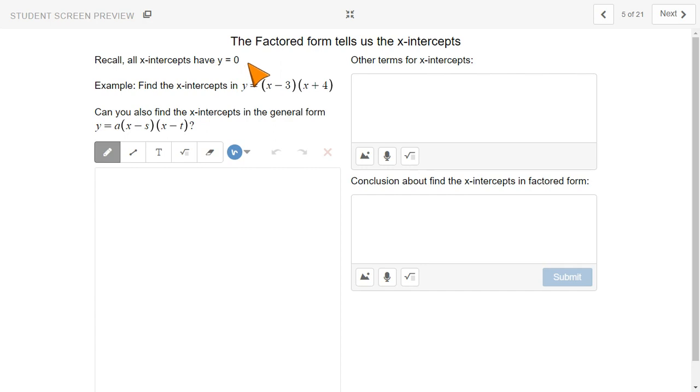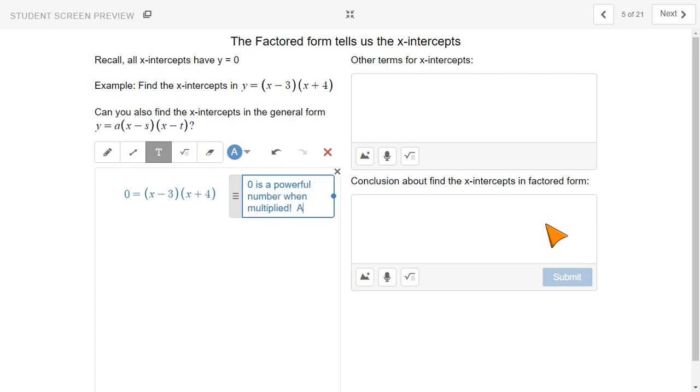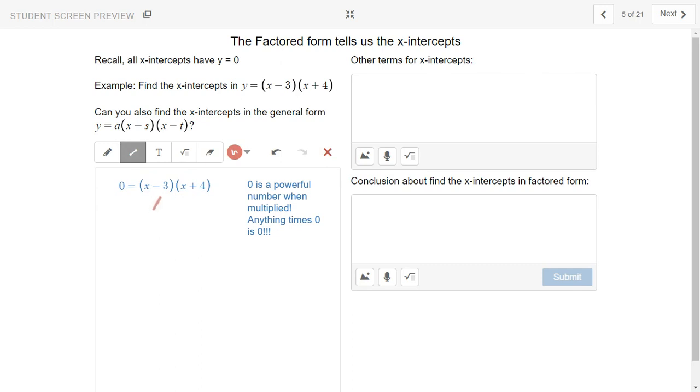We've already said that all x-intercepts have y is equal to 0. So let's find the x-intercept in this equation. We're going to substitute y is equal to 0 into the equation. 0 is equal to x minus 3 times x plus 4. Now we know that 0, when multiplied, is very powerful because anything multiplied by 0 will give you 0. So what that means for us in this case is if I can create one bracket to equal 0 or the other bracket to equal 0, then this equation can be satisfied.